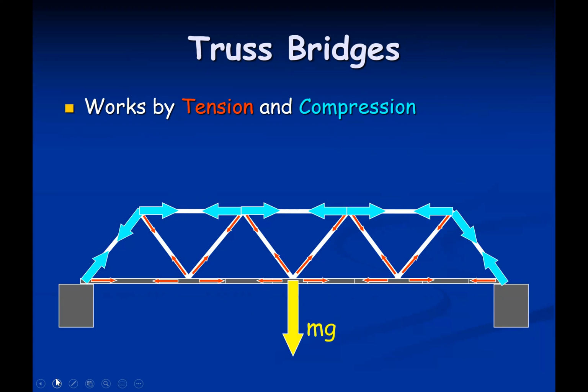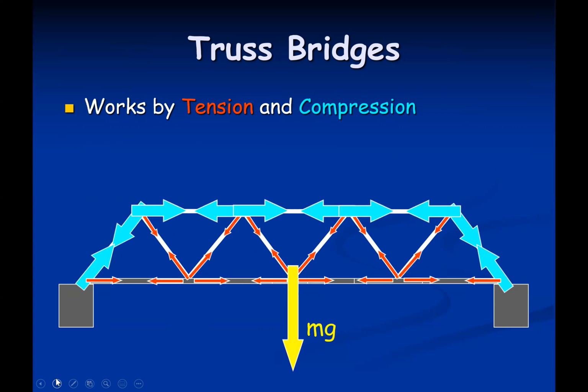So the way this works is by tension and compression. Take a look at how this force acts. Overall, we have the weight of the road and all the cars pulling down, and you're basically setting this bridge on top of these abutments on the right and left. So as the weight acts down, you see that all the outside members are in compression. Each bar is a separate one, so within the length of that bar, all you see is these compressive forces. All the members are in compression.